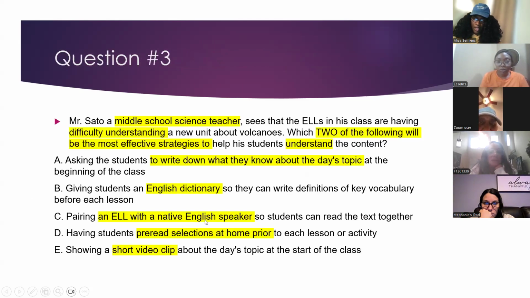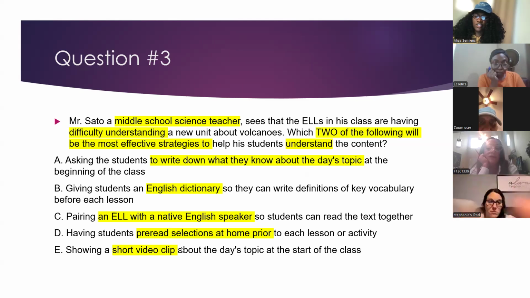All right. It says Mr. Sato, a middle school science teacher, sees that the ELLs in his class are having difficulty understanding a new unit about volcanoes. Which two of the following will be the most effective strategies to help his students understand the content? So I'm going to have you read the answer choices, look at what has been highlighted, and when you're ready, you can put your answer in the chat.